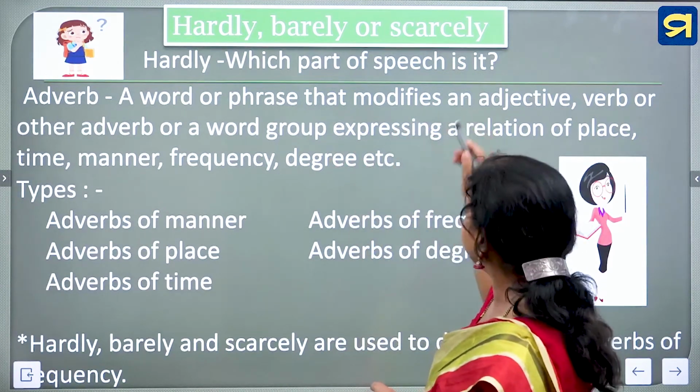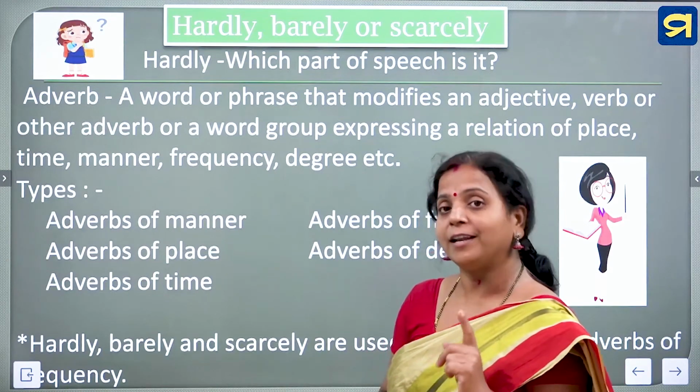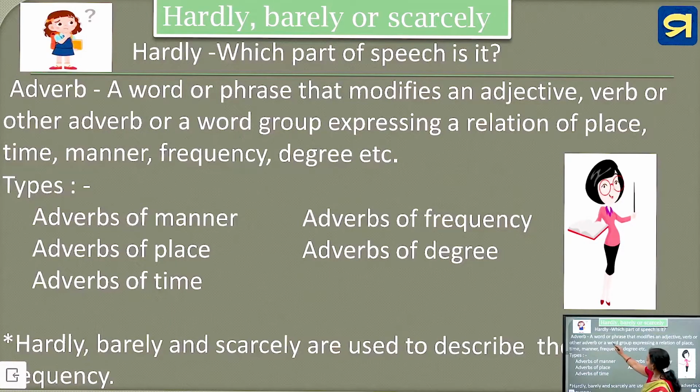Hardly, which part of speech is it? Can you tell me? Very good. Adverb. Children, let us discuss what is an adverb and its types. An adverb is a word or phrase that modifies an adjective, verb or other adverb, or a word group expressing relations of place, time, manner, frequency, degree, etc. Okay children, what are its types? See, adverbs of manner, adverbs of place, adverbs of time, adverbs of frequency and adverbs of degree.